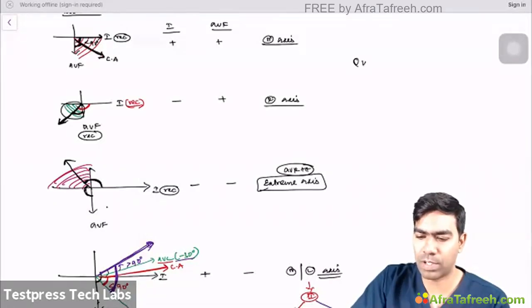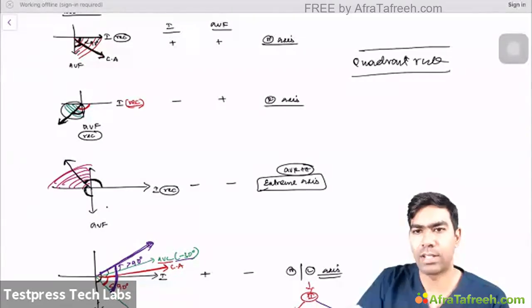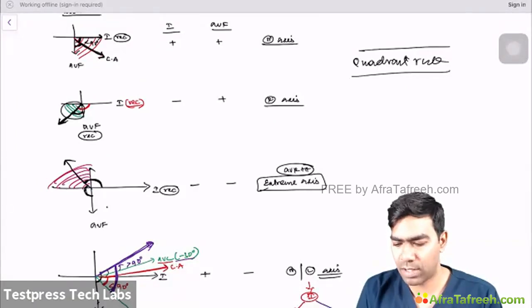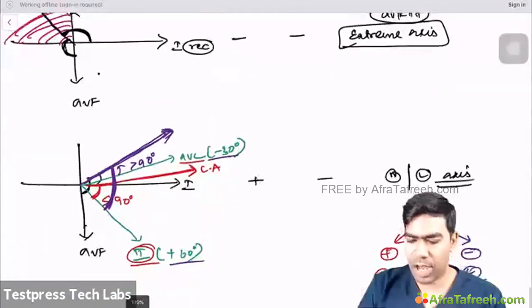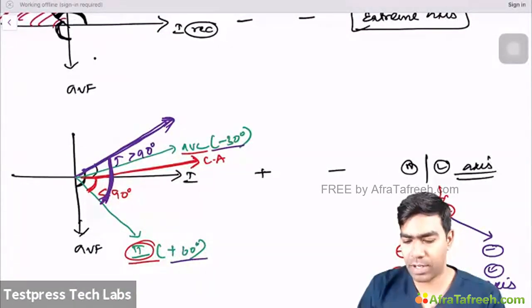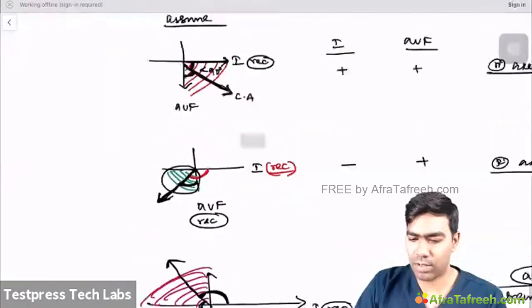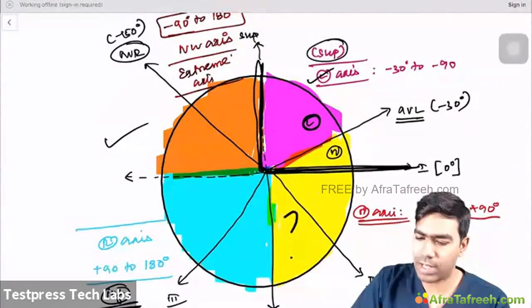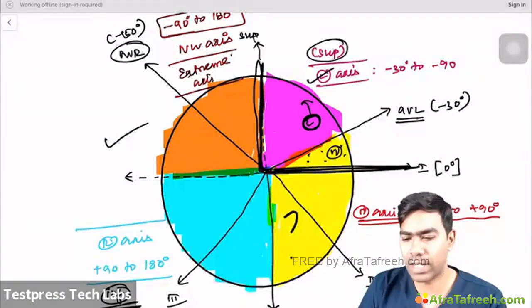This principle is what we refer to as the quadrant rule or quadrant principle. And this is really, really important. Why does lead 2 negative mean left axis deviation? Left axis deviation means, because lead 2 is here and AVL is here, only when you cross this AVL, when you take the original diagram, only beyond this AVL do you call it a left axis. Till this, it's a normal axis only. Beyond this AVL only, it's left axis.